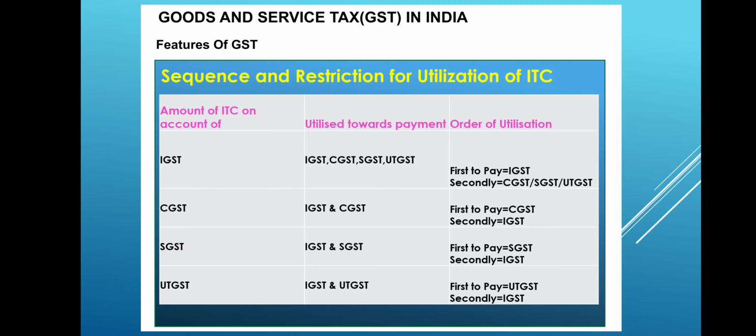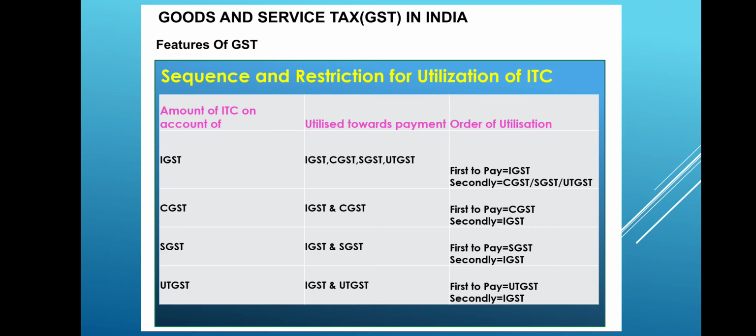So this is utilization towards payment, but the order of utilization is different. Like if we have a credit balance of IGST, then in that case, first we have to pay only IGST. That means output tax on the IGST. After that, if still there is some balance in IGST, then we can pay CGST, SGST or UTGST. Second, if we have a balance of CGST, then first we have to pay CGST and secondly only IGST. So from this we can know that if we have a balance regarding CGST, then we have to pay CGST first.